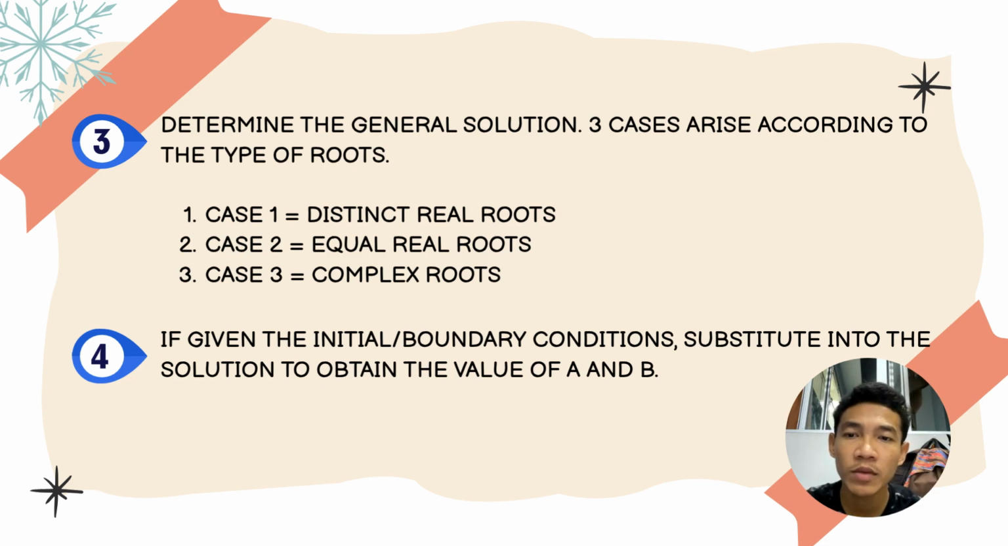The next step is to determine the general solution. Three cases arise according to the type of roots. Case 1 is distinct real roots. Case 2 is equal real roots. Case 3 is complex roots. The next step, if given the initial or boundary conditions, is to substitute them into the solution to obtain the values of A and B.